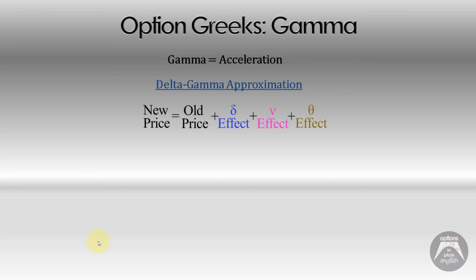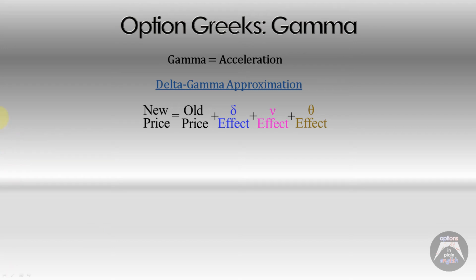Now, we talked about gamma being the acceleration of profits or the acceleration of losses for those who have short positions in options. If we think about the delta gamma approximation, and we're going to have a lesson on this for advanced traders. We already have it, so you can check it out if you'd like. The delta gamma approximation is a formula that traders use to calculate how much the price of the option is going to be affected by the most important Greeks.